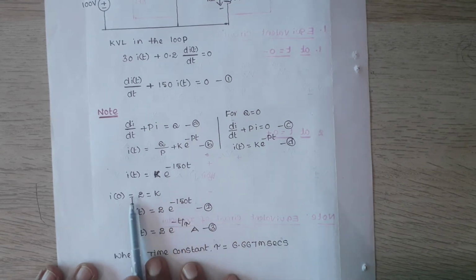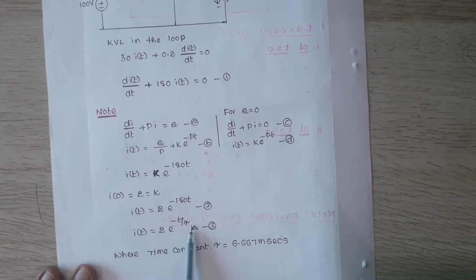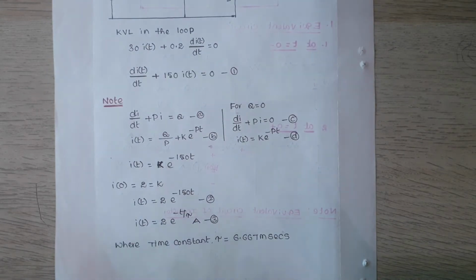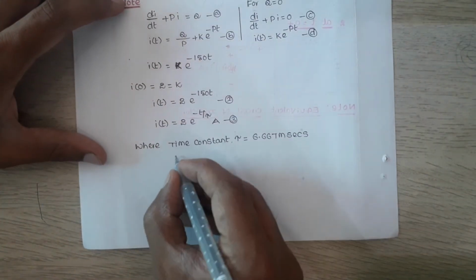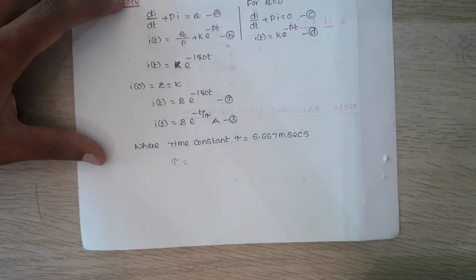So use that condition k equal to 2. So the complete solution is I of t equal to 2 into e power minus 150t. So I of t equal to 2 into e power minus t by tau amperes, where time constant tau equal to 6.667 milliseconds.